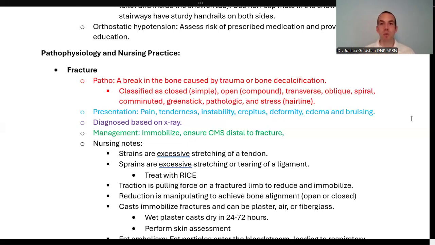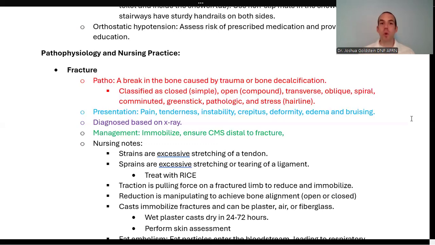Deformity is where something is abnormally formed or abnormally situated at this moment. And then edema, which is swelling, and bruising, which is like a black and blue mark, which we call hematoma or ecchymosis. Next, a fracture is diagnosed based on x-ray. We do have other things that can diagnose it as well, but x-rays are the go-to. It's the simplest, easiest, cheapest.